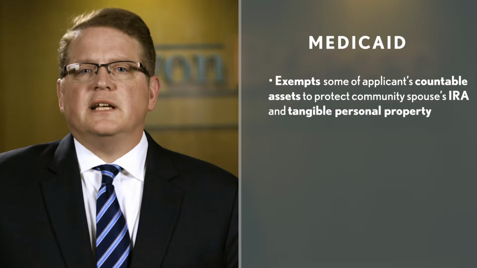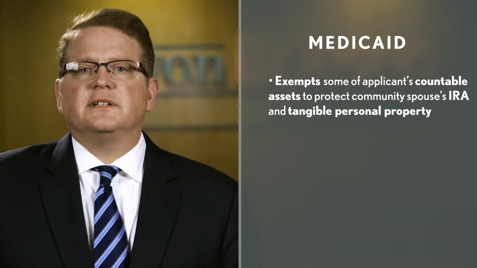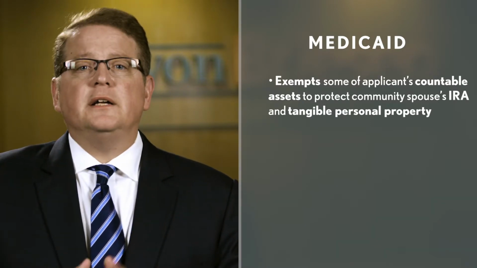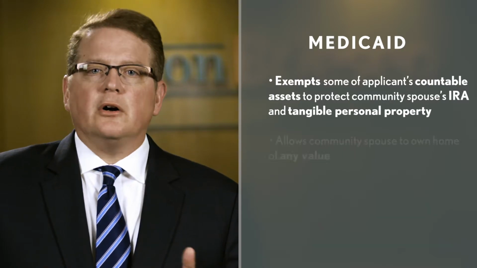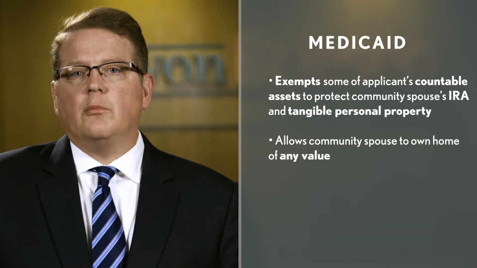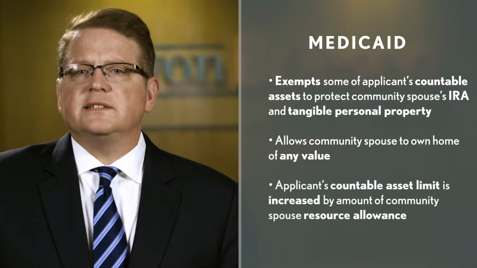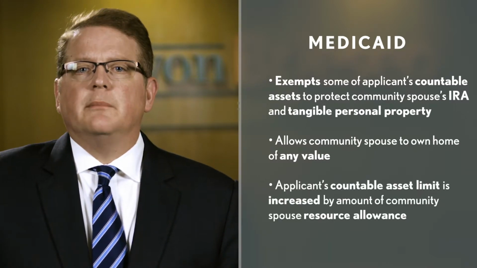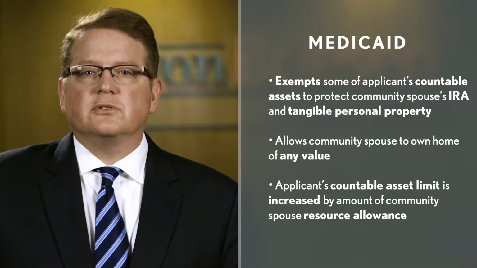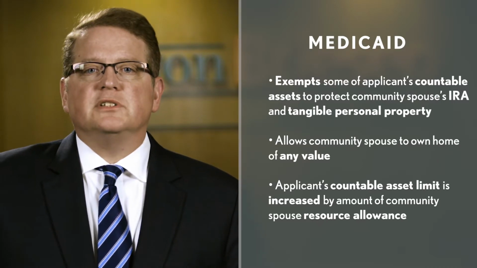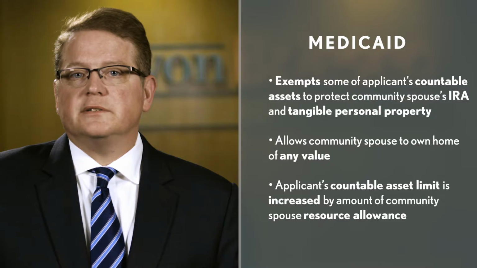These protections are intended to prevent the community spouse from being impoverished by the applicant's nursing home costs. Spousal impoverishment protections generally allow the community spouse to retain substantial assets and income. For example, Medicaid exempts from the applicant's countable assets the community spouse's IRA and tangible personal property. It also allows the community spouse to own a home of any value. Medicaid further increases the countable asset limit of a married applicant by the amount of the community spouse resource allowance, which may be as much as $123,000 in 2019.